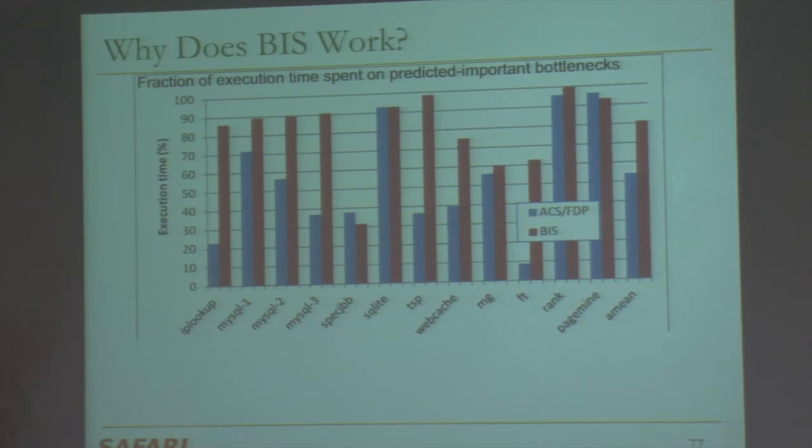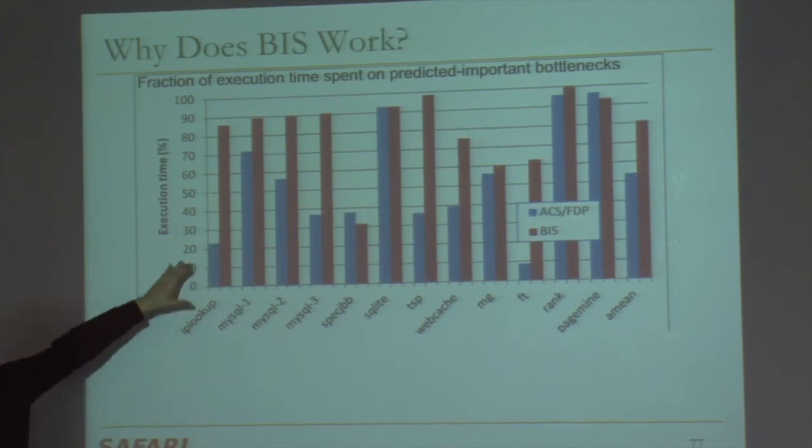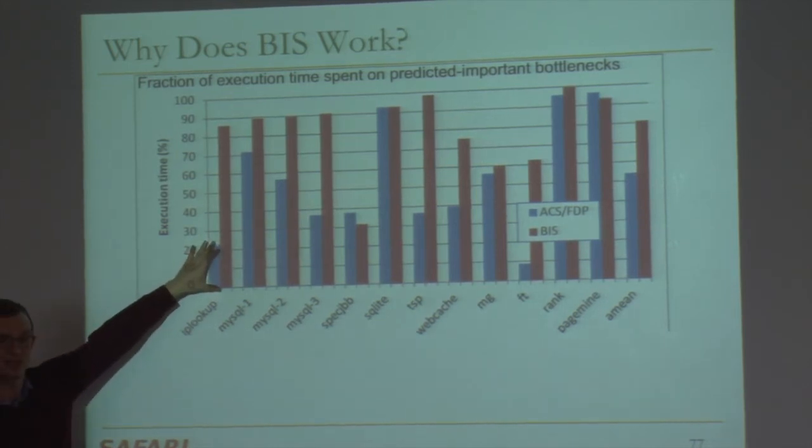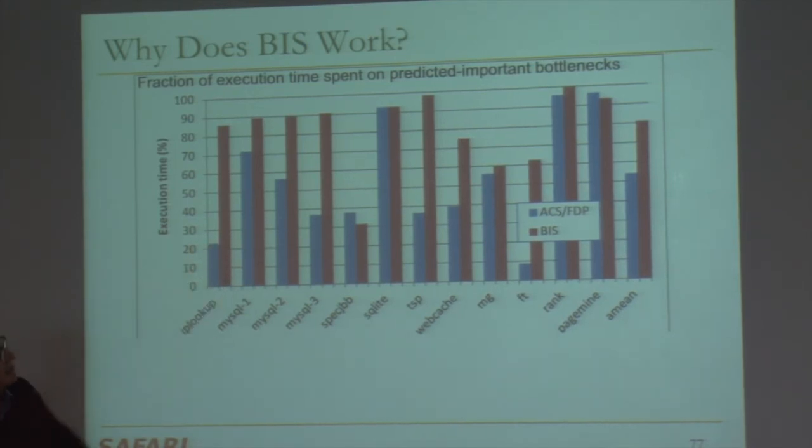This is another interesting thing. Why this works, meaning what fraction of the time are you really accelerating the most important bottleneck, the critical path? So this is the fraction of execution time spent on predicted important bottlenecks. For example, ACS slash FTP. Let's take a look at the ACS case. This is the fraction of execution time that the large core is executing something, which means that fraction of execution time where you are in the critical section. At least some thread is in the critical section. Right? So it's about 45% on average across all of these workloads.